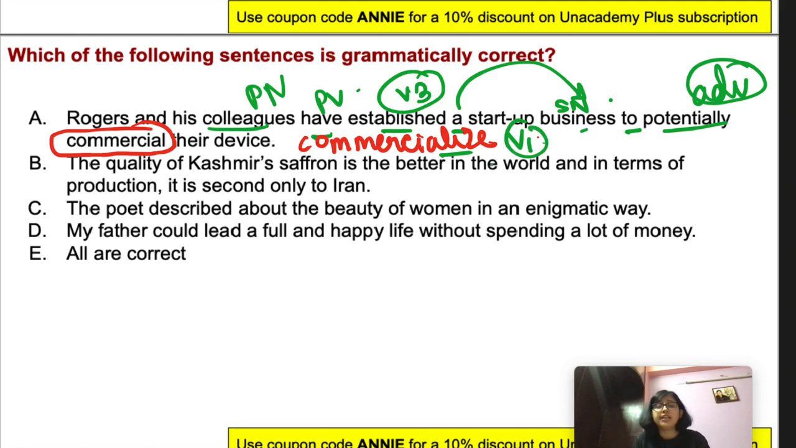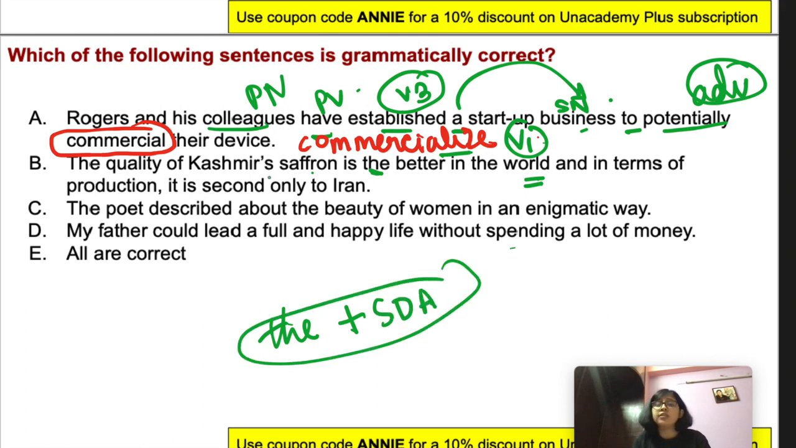Okay. Next, the quality of Kashmir's saffron is the better in the world. Now here the has been used. Now the is used before the superlative degree of adjective. And also the quality of Kashmir's saffron is being compared with the saffron of the rest of the world. So here the comparison is among many countries. So here the best should be used, is the best in the world. And in production it is second only to Iran. Yes, this is correct. So the error is only in this part, the best in the world.